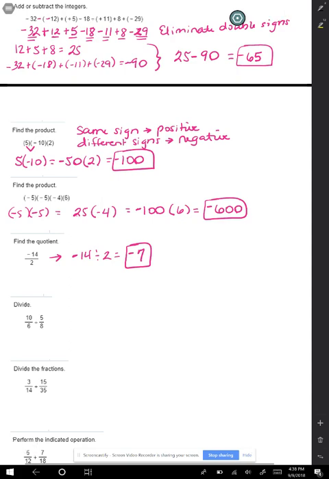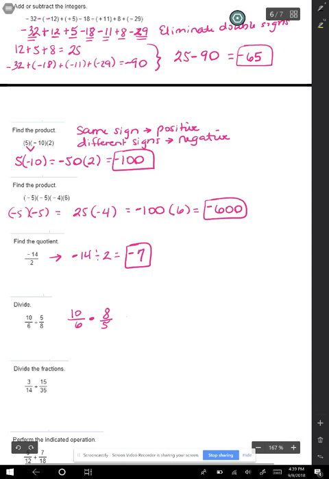On dividing fractions, you keep the first one and you change it to multiply. So we keep, change, and then we find the reciprocal of the second one. So we keep it, we change the division to multiplication, and we flip the second. So we're going to keep, change, and flip.